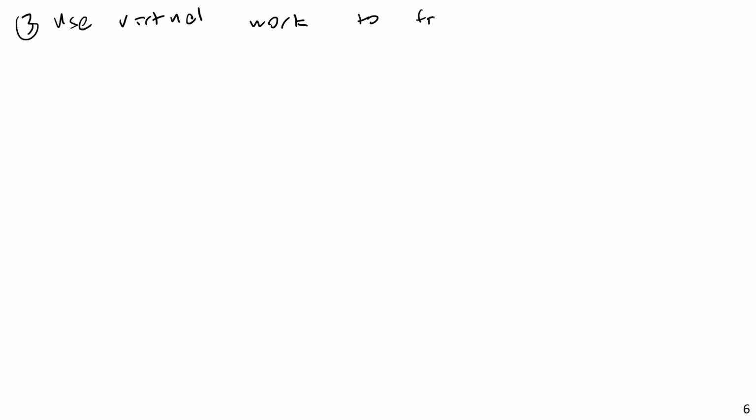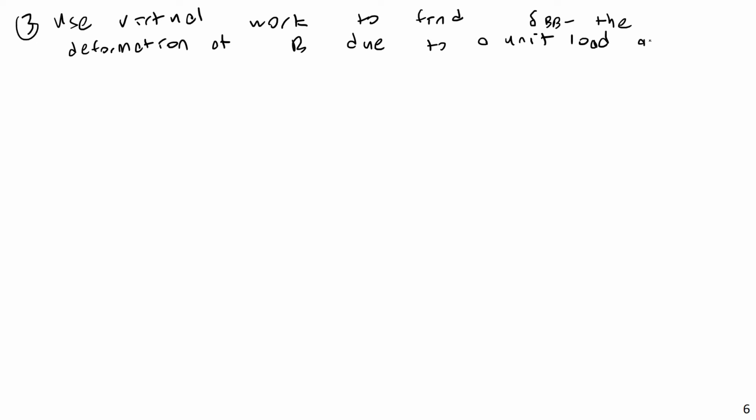to find delta BB. And this is the unit deformation, or the deformation at B. Again, delta BB, lowercase delta BB, is the deformation or displacement at B due to a unit load applied at B.